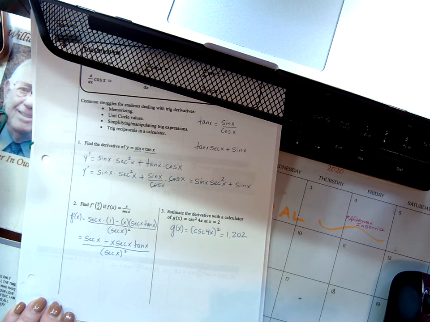Can I make the... I'm looking at Jenna's question. Can you, my kids, can you see my screen better? I kind of moved things around a bit.